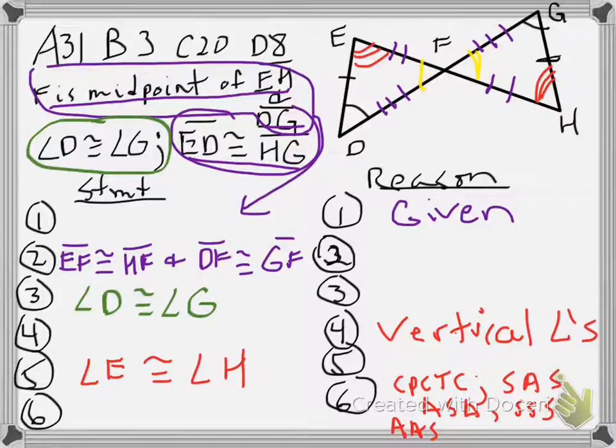So what are we missing here? AAS, SSS, ASA. Well, we can't use hypotenuse leg because there's no right triangle there. So any one of those would have been the answers. So the proof, it was all over the place. A lot of people did it right, but a lot of people got parts of it wrong.